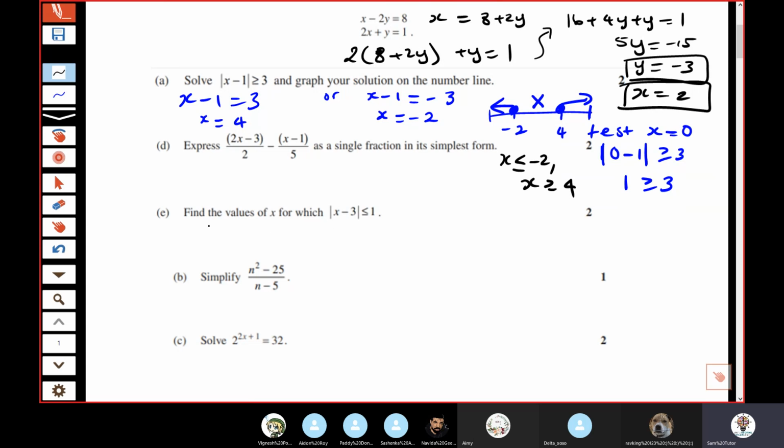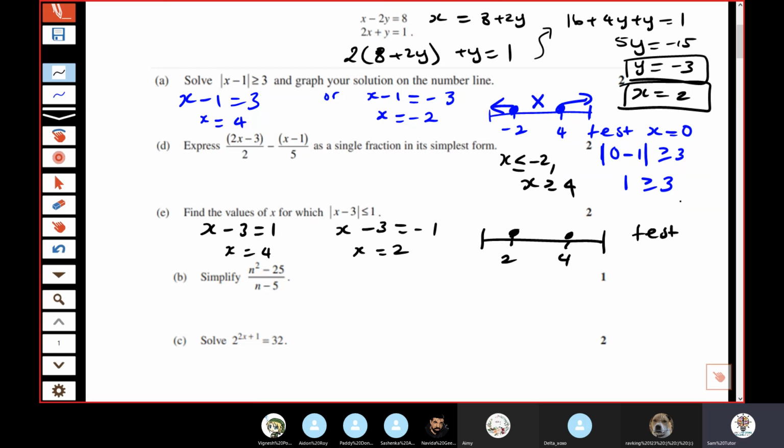We'll do this one here. Again, x take away 3 equals 1. X take away 3 equals negative 1. X equals 4. X equals 2. There's your number line. Both closed circles because it's equal to.